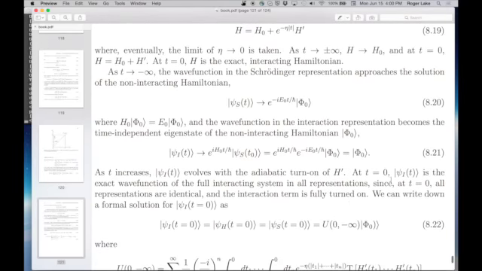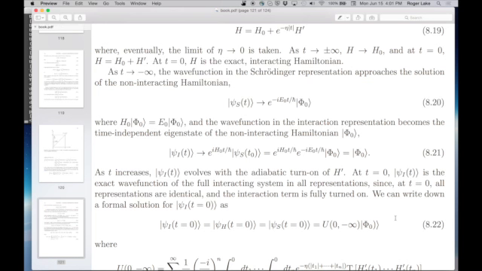And then, as this thing evolves, at t equals 0, your interaction wave function is the exact wave function of the full interacting system in all representations. Since at t equals 0, all representations are identical. All those transformations were like an e to the i H t or H0 t, but if t is 0, there's no transformation. It's just 1. So at t equals 0, your wave function in interaction, Heisenberg, Schrodinger, they're all the same, and they're just given by this.